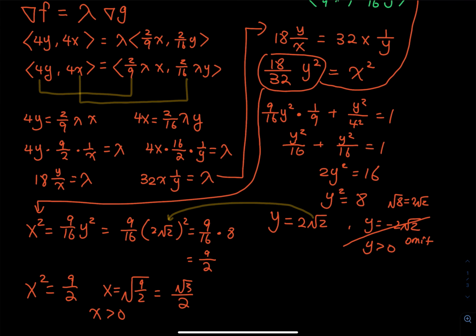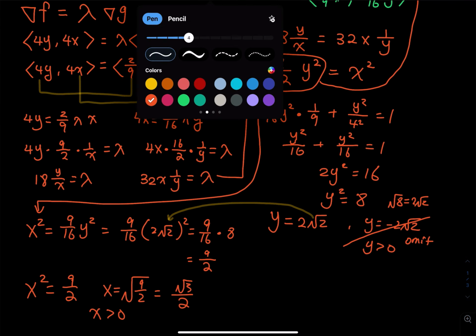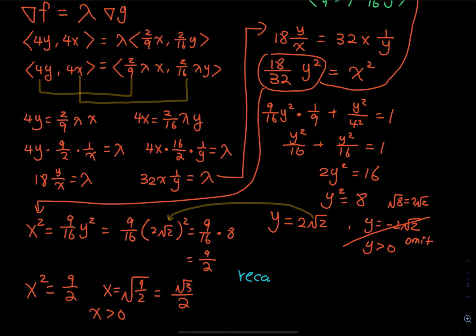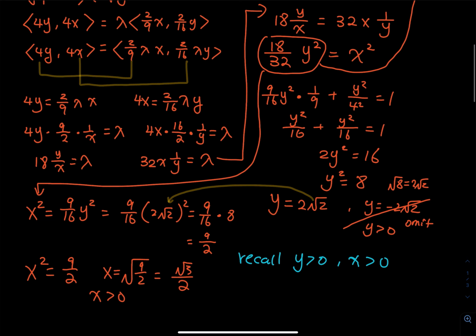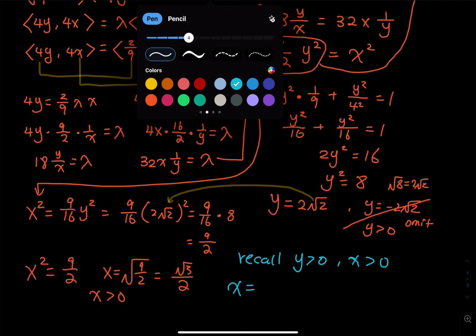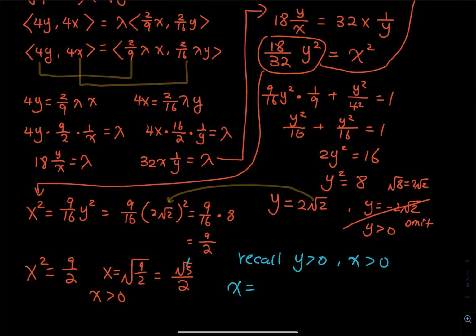So therefore, we are going to recall. Let's draw a conclusion. Let's use blue. So we are going to recall that y must be greater than 0 and x must be greater than 0. That is given in the problem. So we have x equals, you know what? This is not right. This is supposed to be 3 over root 2. x equals 3 over root 2, and then y equals 2 root 2.